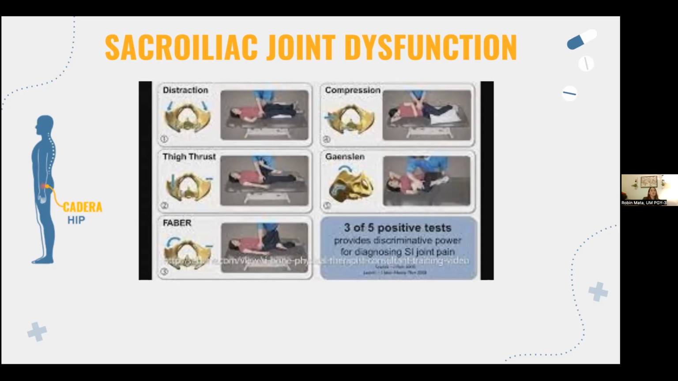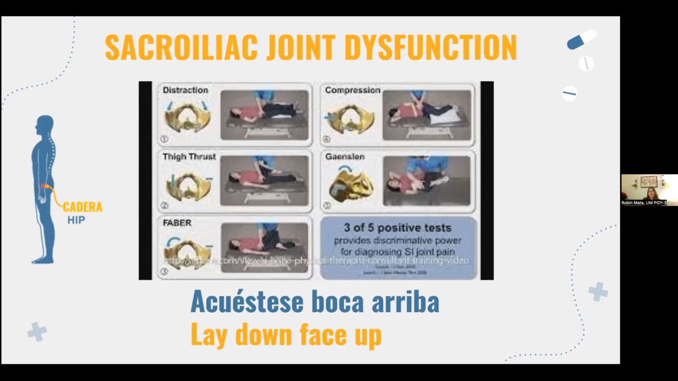I'm going to try to push your hip all the way forward while your sacrum stays forward on the table and see if that hurts. And then Faber's: externally rotate, push that hip and that sacrum together again. So 3 out of 5 is what you need for insurance. You need to know how to do those tests.